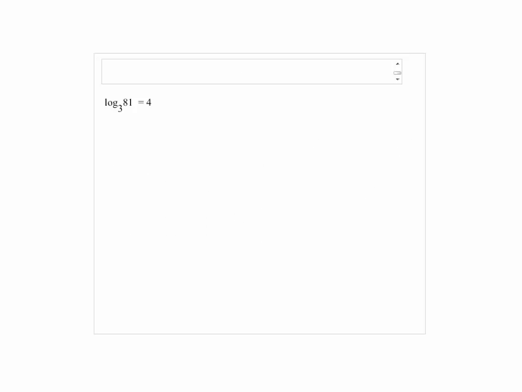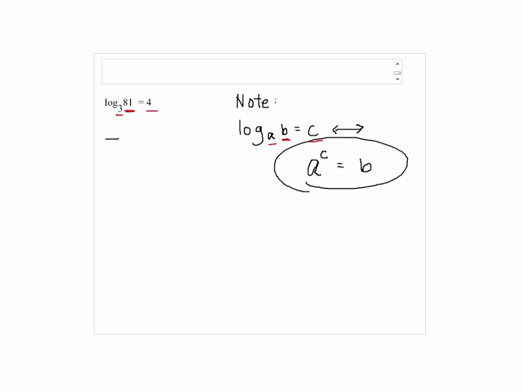Write the equation in exponential form. Log base 3 of 81 equals 4. Note, if you have log base a of b equals c, then you can change the form into exponential form by a to the c equals b. So here we have 3 for a, 81 for b, and 4 for c. So by using the formula, we have a, which is 3, to the c, which is 4, equals b, which is 81.